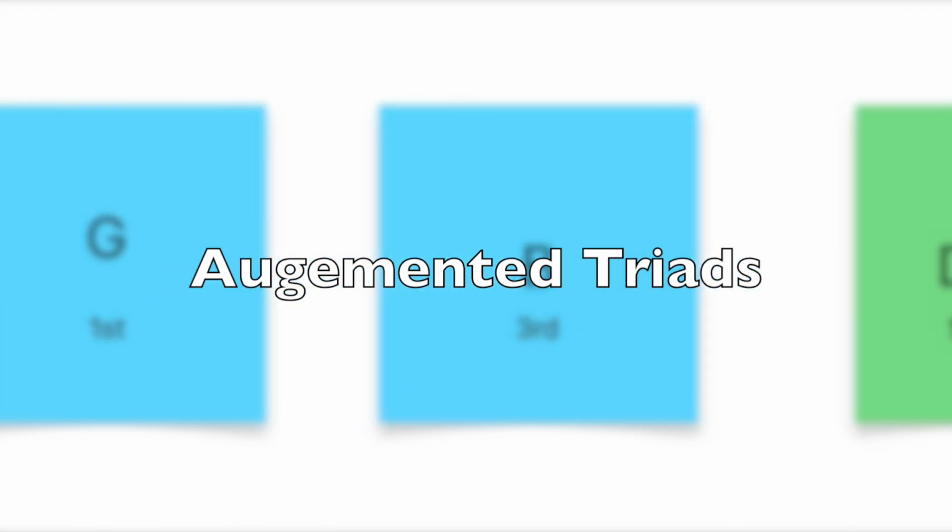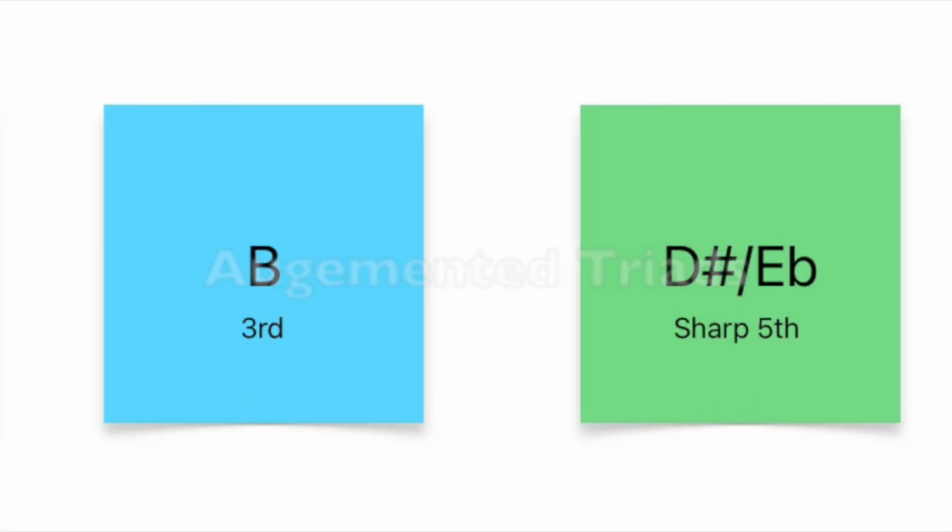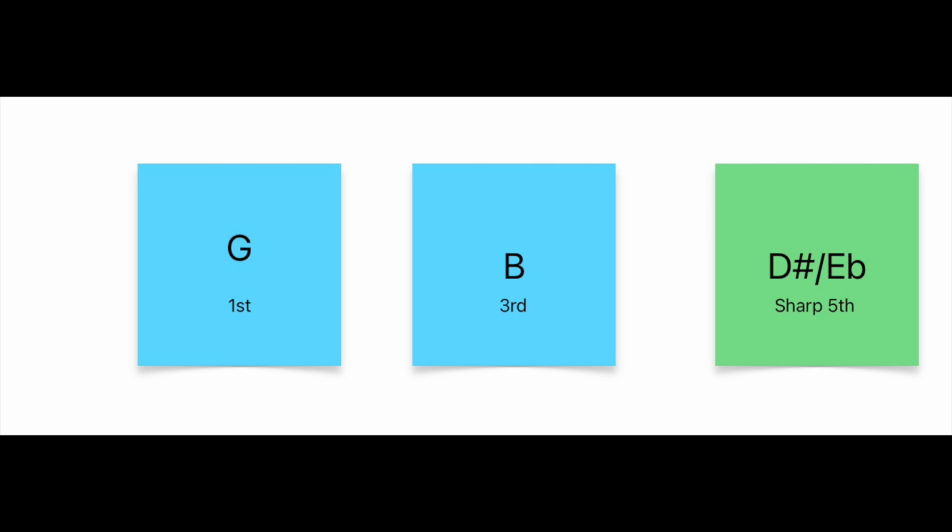And the last triad we're going to talk about is going to be augmented triads. To achieve the augmented triad, you're just going to sharpen the 5. This is what it sounds like arpeggiated.